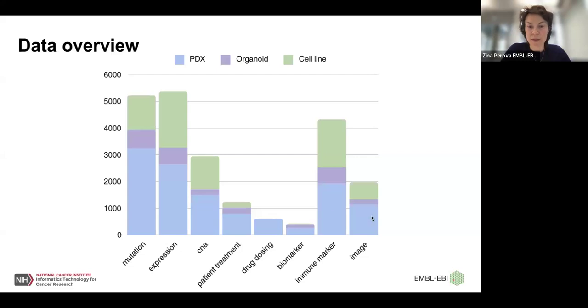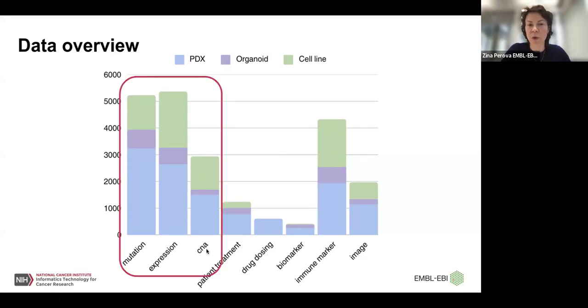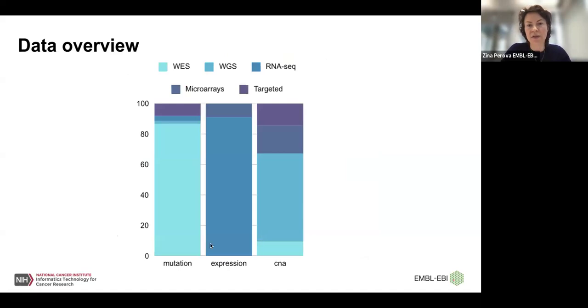The breakdown of data according to the model type is presented here. As you can see, the majority of the models would have mutation, expression and copy number alteration data, and we call these the core data types for our platform because of that. And you can see the technology used to generate this data: whole exome sequencing, whole genome sequencing, and RNA-seq for the expression data.